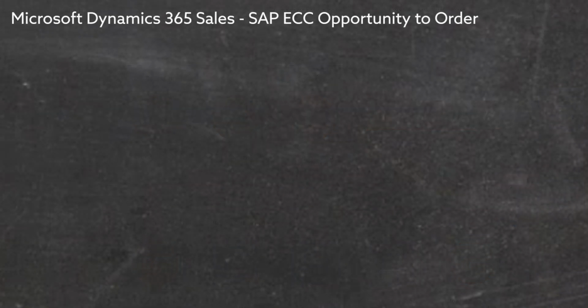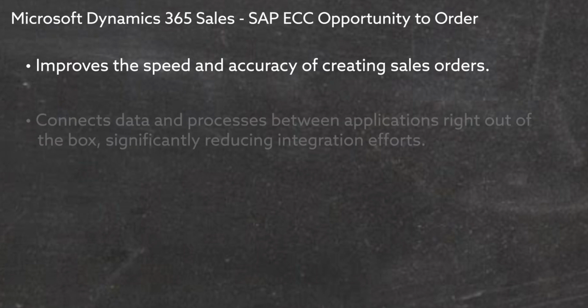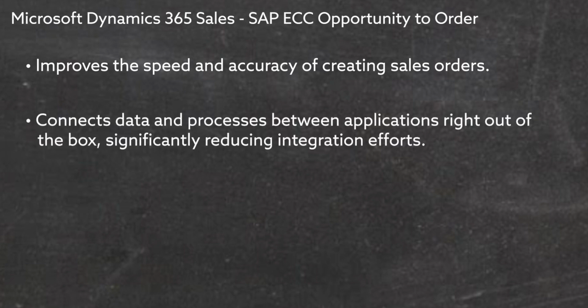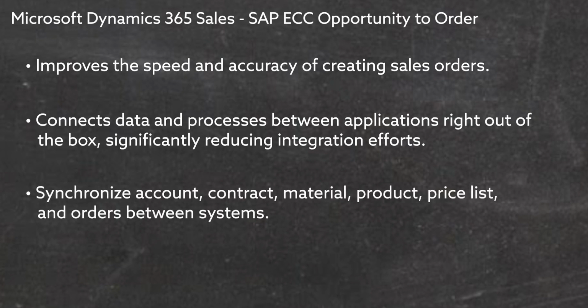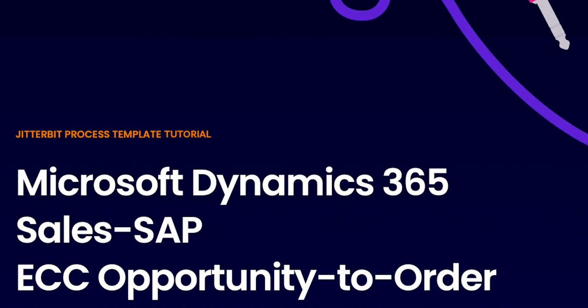The Microsoft Dynamics 365 Sales SAP ECC Opportunity to Order process template improves the speed and accuracy of creating sales orders. It connects data and processes between applications right out of the box, significantly reducing integration efforts. Synchronize account, contract, material, product, price list, and orders between systems. Automatically create a sales order once an opportunity closes. And now that we know more about this process template, let's begin with the installation.